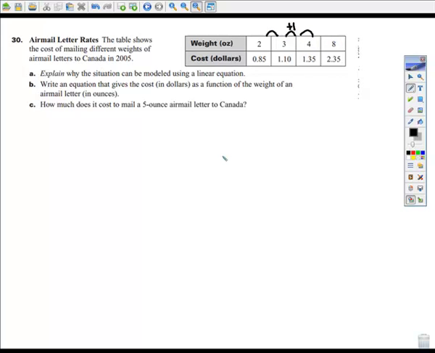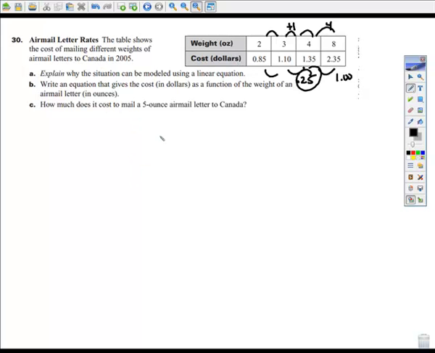From 85 cents to $1.10, that's a change of a quarter. From $1.10 to $1.35, that's another change of a quarter. Here, this is a change of 4 and a change of $1. Well, $1 divided by 4 does still give me a change of a quarter. So why can it be modeled using a linear equation? Because weight is increasing at a constant rate, and so is cost.